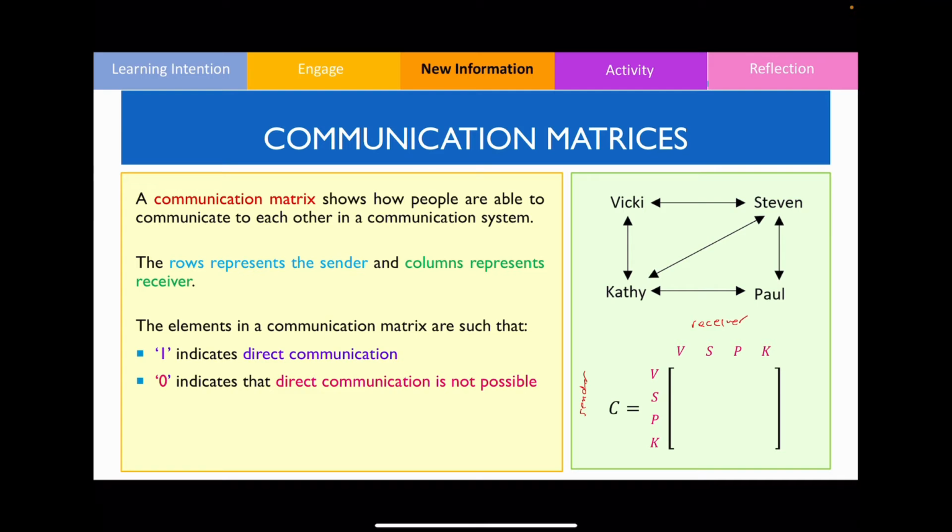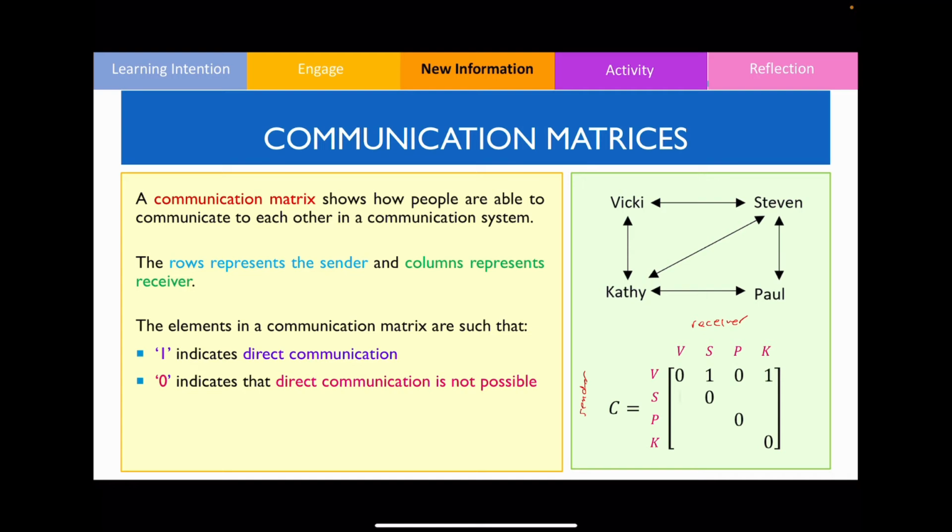Now, in a communication matrix, we often have zeros in the main diagonal, and the reason why we've got zeros there is because it is redundant to communicate with yourself. So that's why we put zeros in the main diagonal. And now what I'm going to do is I'm just going to go row by row. In this case over here, Vicky can talk to Stephen directly as well as Kathy, but cannot speak to Paul. So therefore, I'm going to put a 1 here, a 0 because Vicky cannot communicate with Paul, and a 1 here. Now I'm going to go to Stephen.